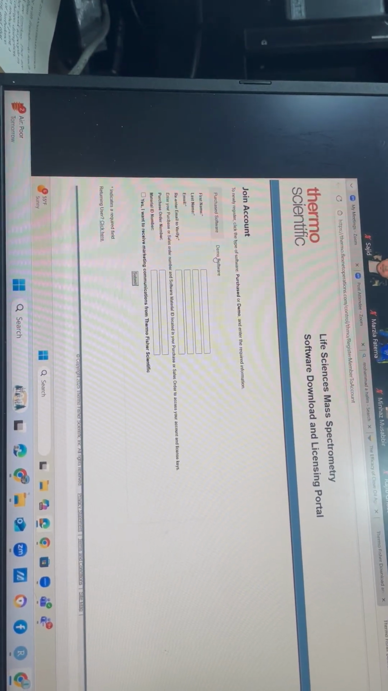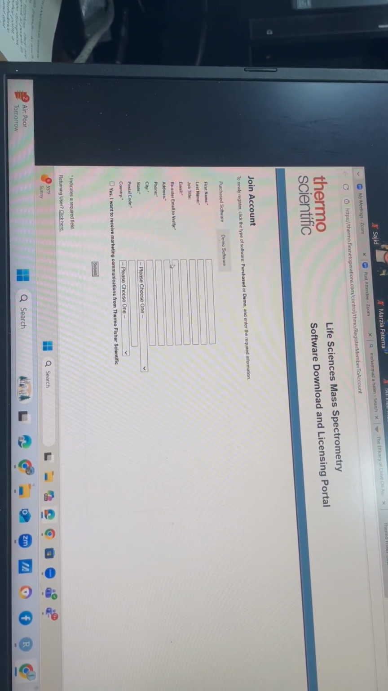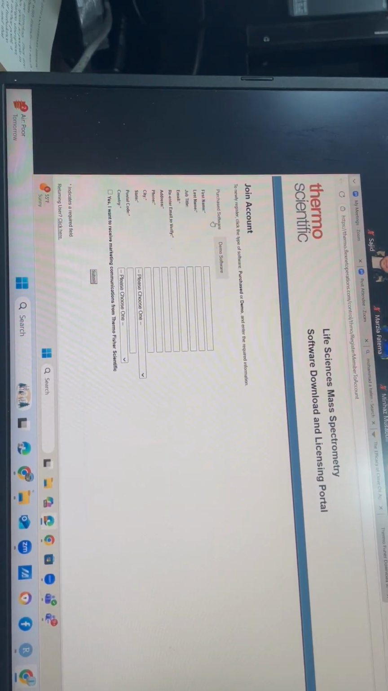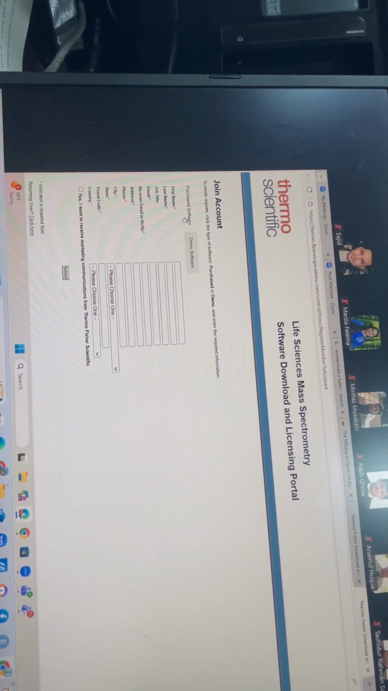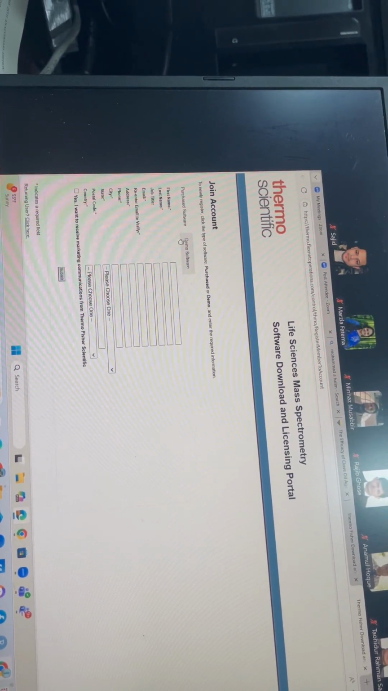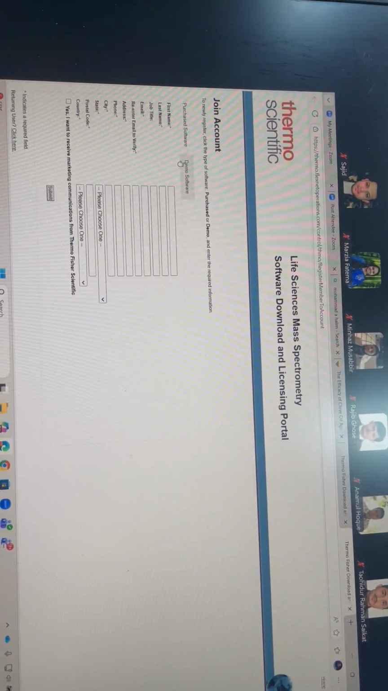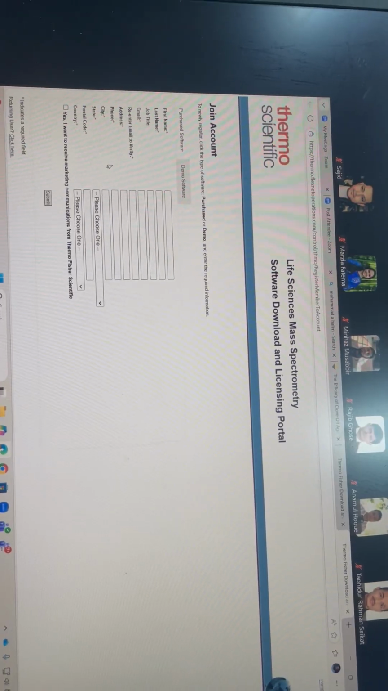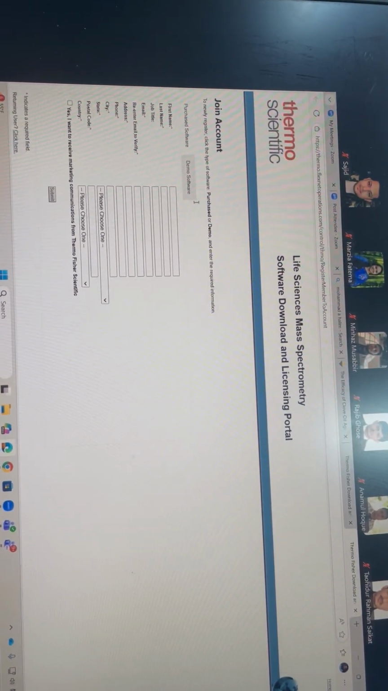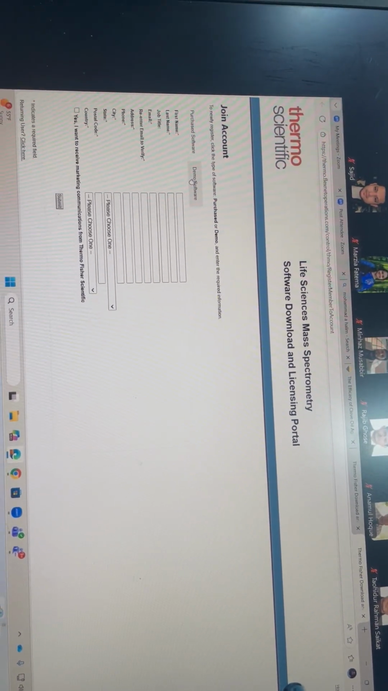So you do not need to register as a purchase software. You need to register as a demo software. You can register as a purchase software, then you need to pay, maybe $10,000-$20,000. I don't think that you intend to purchase. So then you go there. Can you see what I'm showing?